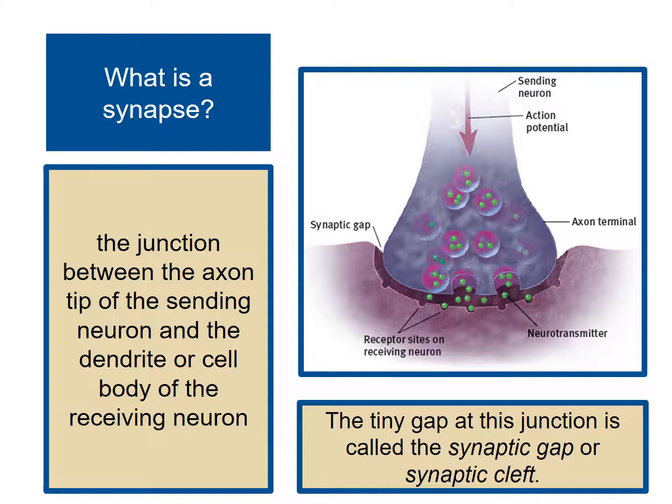So let's look at this diagram again. You've got up at the top the sending neuron, sending the action potential down. You've got the synaptic gap, which is the gap between the sending neuron and the receiving neuron. And the junction between the axon tip of the sending neuron and the dendrite or the cell body of the receiving neuron is that synapse. So the synapse is where the neurotransmitter is coming out of on the sending neuron. And on the receiving neuron, the receptor site is where it's coming into.